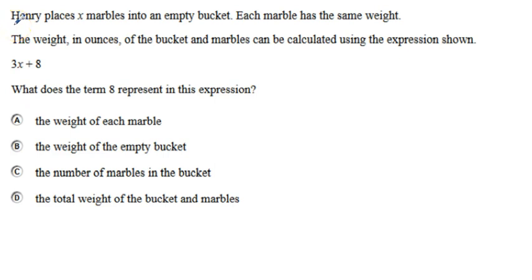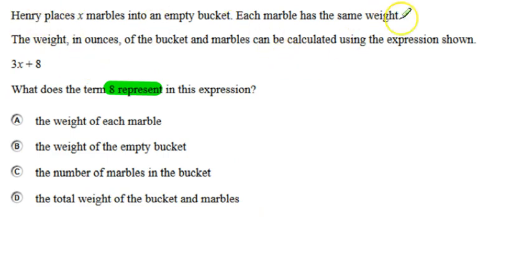Henry places x marbles into an empty bucket. Each marble has the same weight. The weight in ounces of the bucket and marbles can be calculated using the expression shown, 3x plus 8. What does the term 8 represent in this expression? We have the weight of each marble, the weight of the empty bucket, the number of marbles in the bucket, or the total weight of the bucket and the marbles.